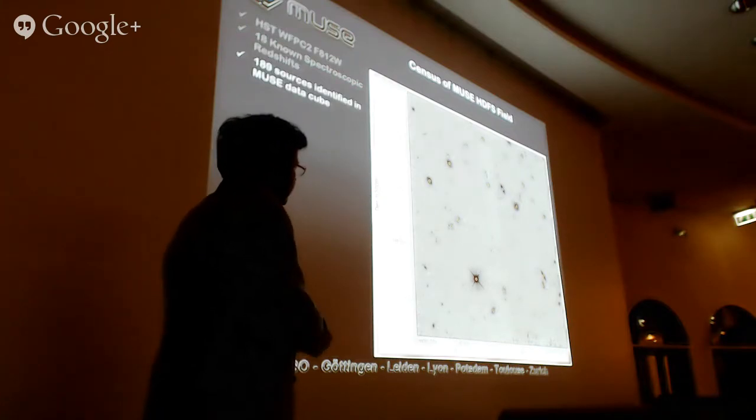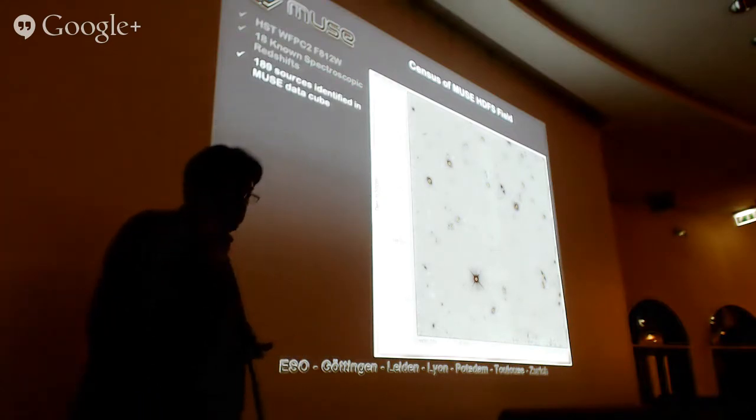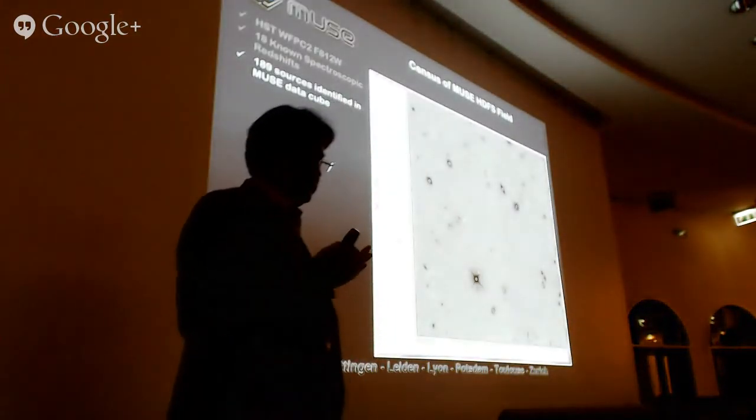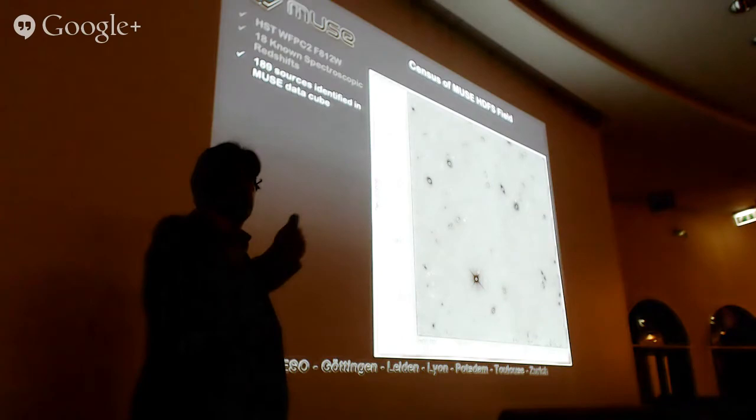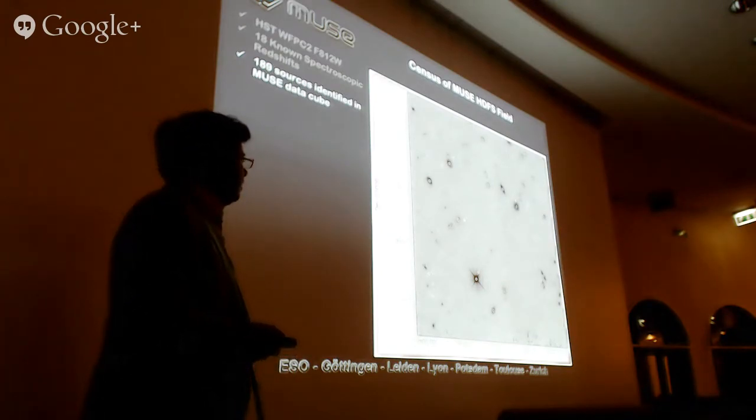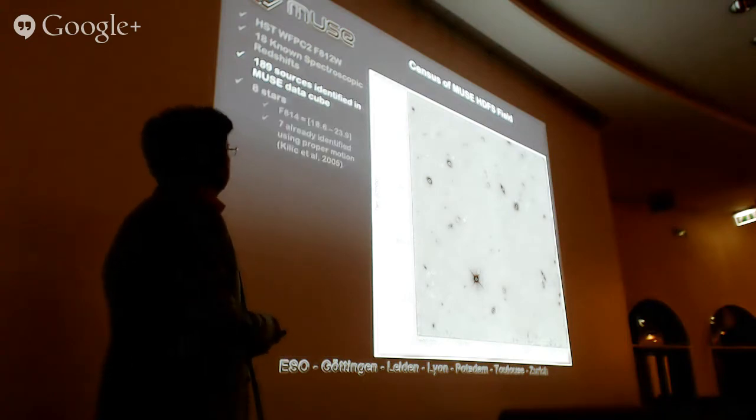So what we measured is this: we obtained nearly 200 redshifts and 200 spectra of all this population. So I think you will see many interesting objects in this field.